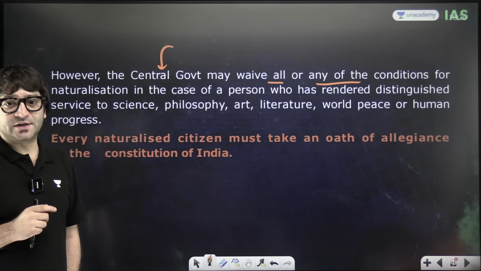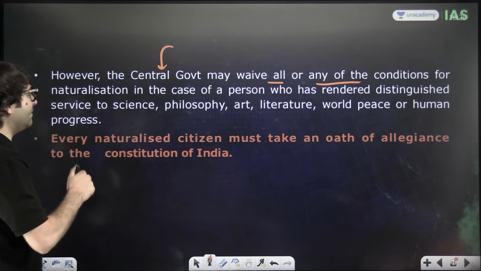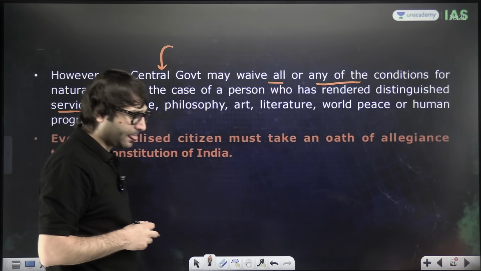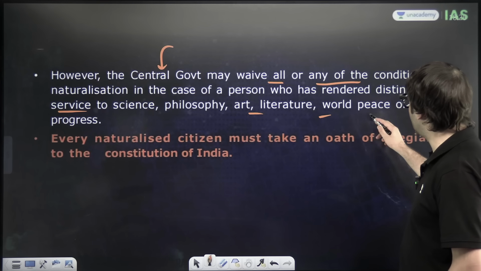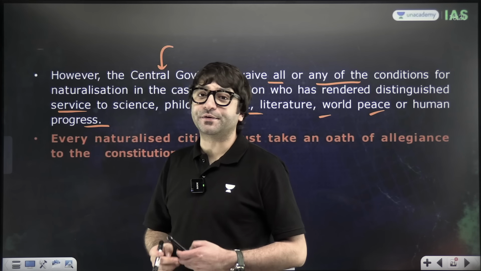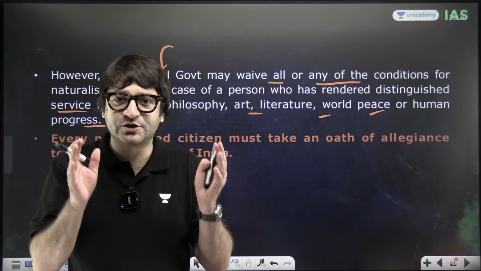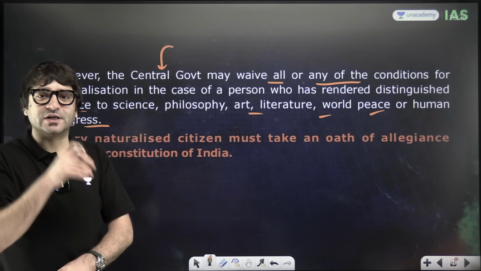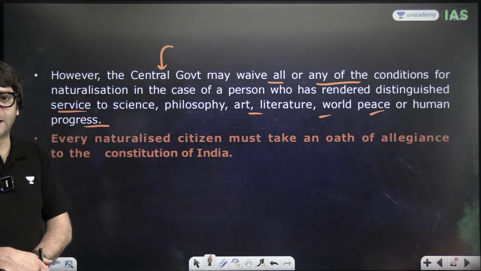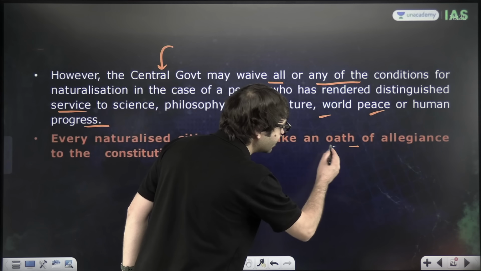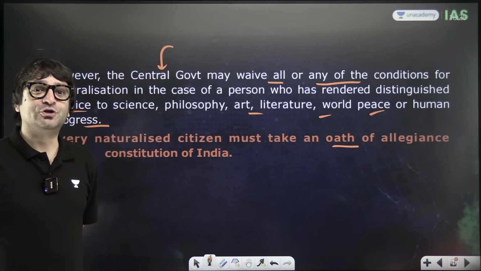All or any of these conditions, in case the applicant has performed distinguished service in the field of science, philosophy, art, literature, world peace, or human progress, then in that case, you don't have to fulfill these conditions. We will give you citizenship through naturalization. And once you are given Indian citizenship through naturalization, you have to subscribe to an oath as well that you owe your allegiance to the Constitution of India.